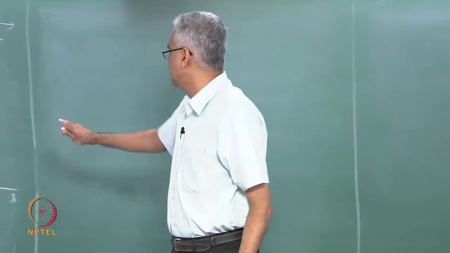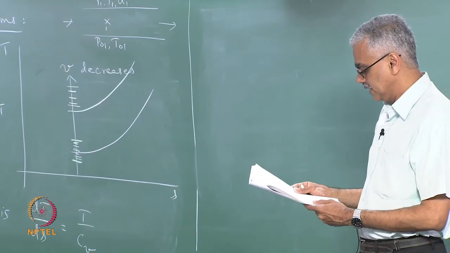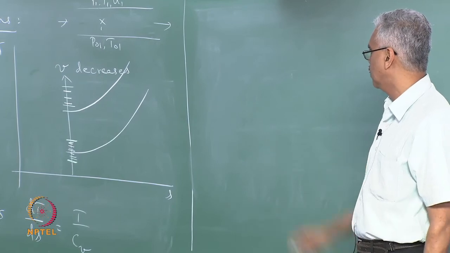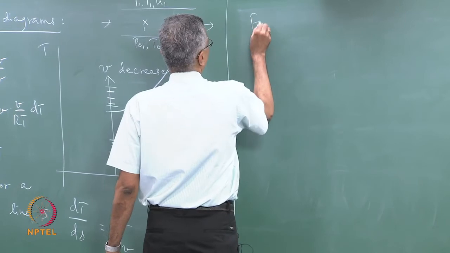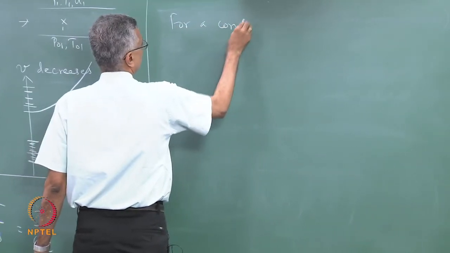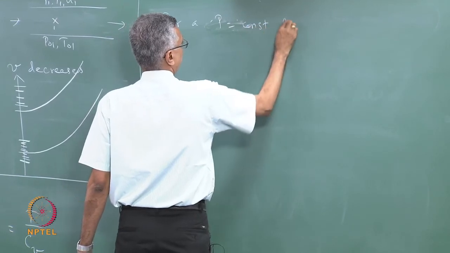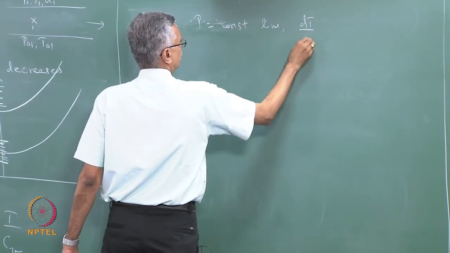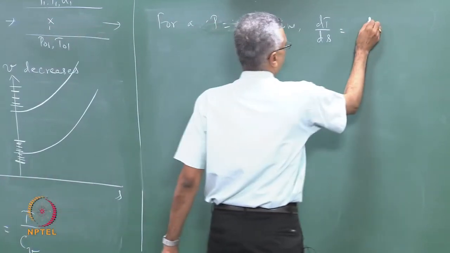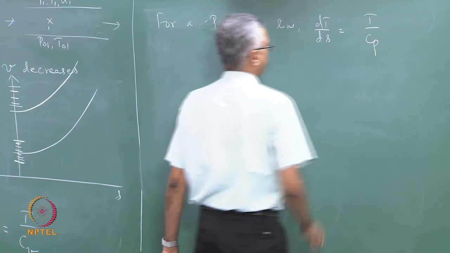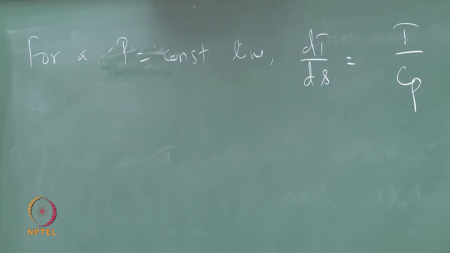This is the TS diagram. Now we know how V equal to constant lines behave. The next thing we want to do is to see how a P equal to constant line looks. For a P equal to constant line, using similar arguments, I can show that dT/dS is equal to T over Cp, using very similar arguments.